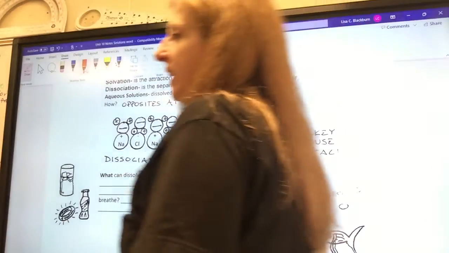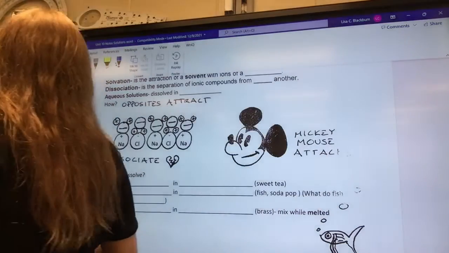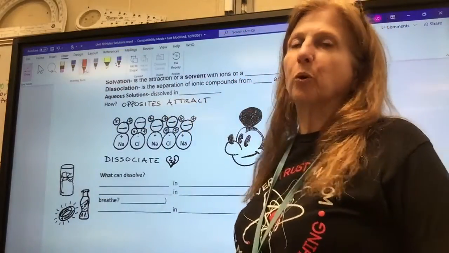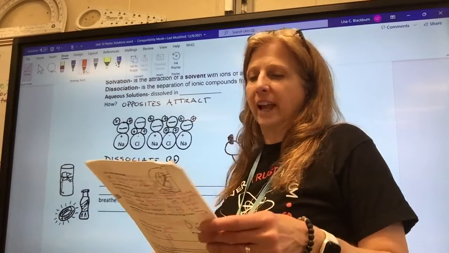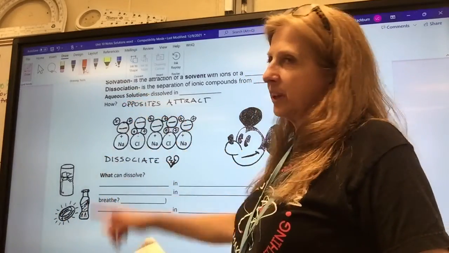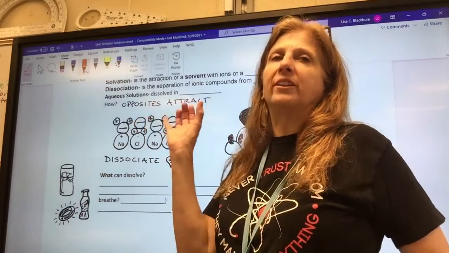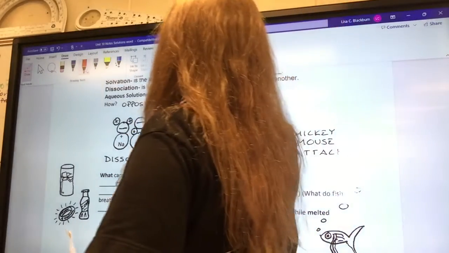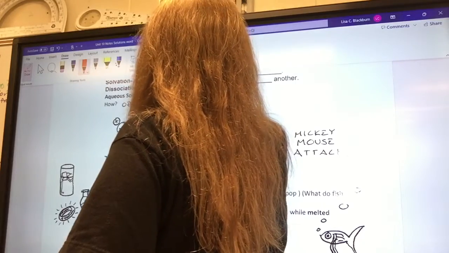Okay, our next idea is aqueous solutions. Now, we learned this when we learned about reactions, that if something is dissolved in water, remember how it's got a little AQ in parentheses? So aqueous solutions are dissolved in water.